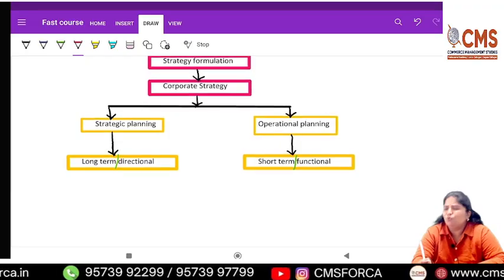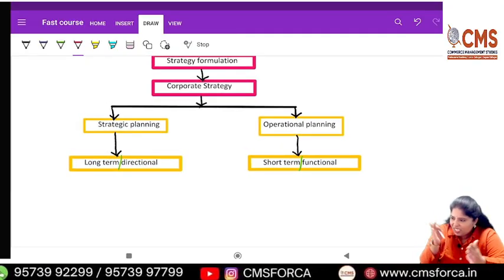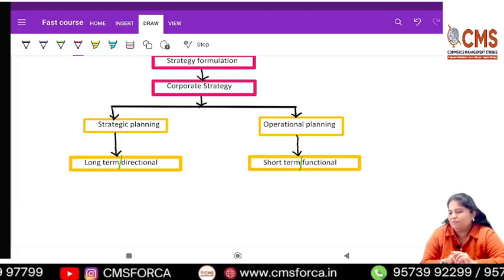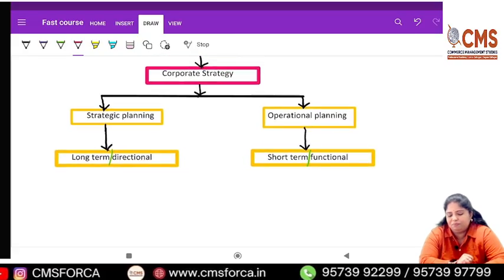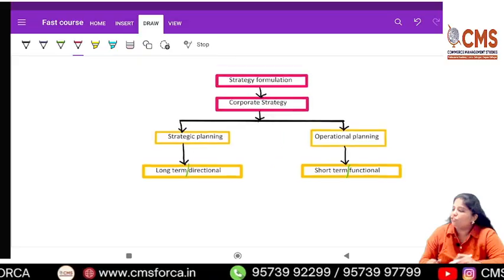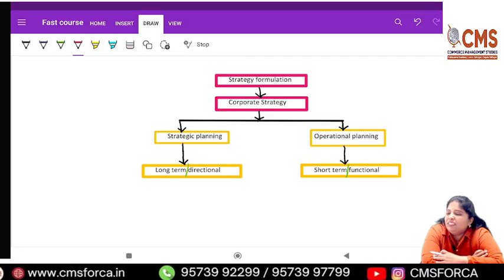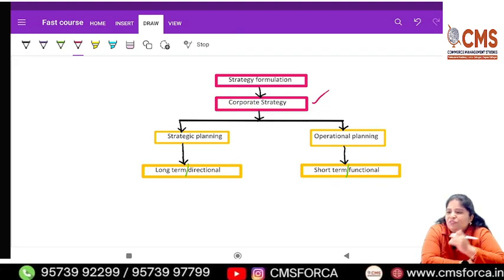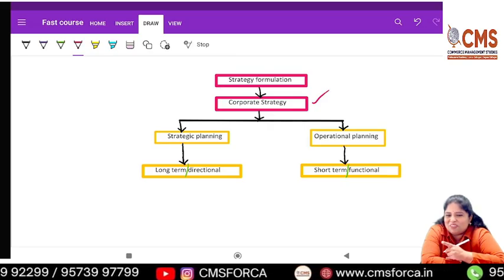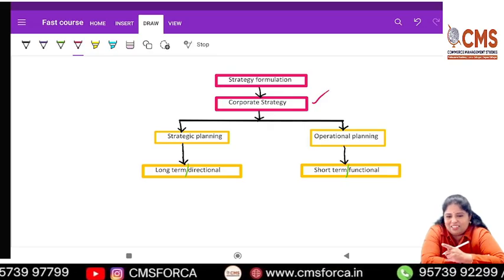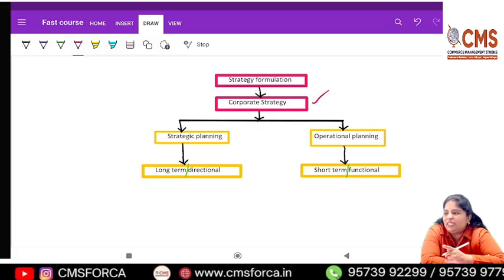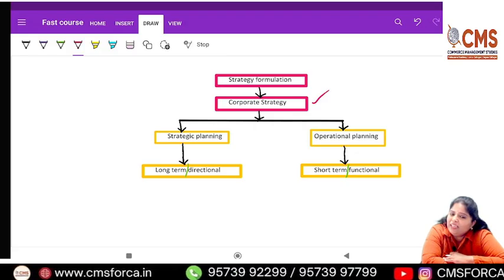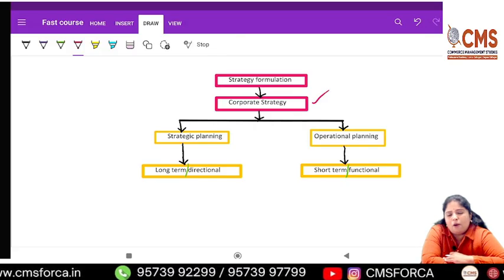Now, this is one more. I have pulled key concepts for your exam where you predict these questions. We are talking about strategy formulation, and that too which strategy formulation? Corporate strategy. We finished all corporate strategies already in the previous chapter. Hope you still carry them. And forming such corporate strategies requires two types of planning. What are the two types of planning? Strategic planning and operational planning.